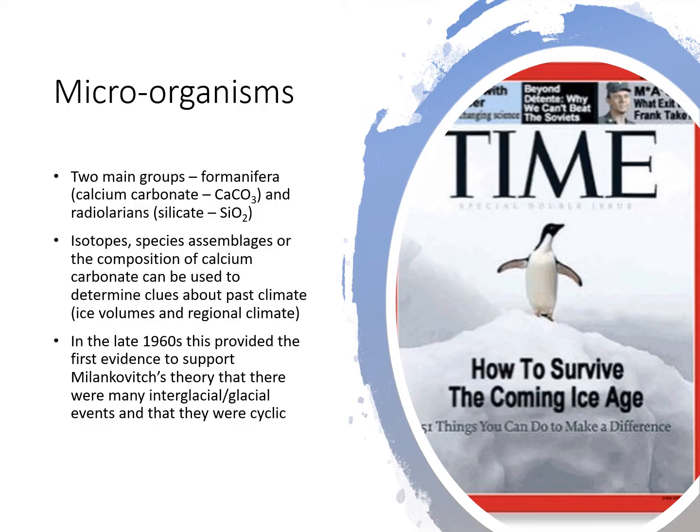Two key proxies in marine sediments are foraminifera and radiolarians. Both are microscopic organisms that live in the ocean. We actually talked about both of these earlier when we learned about geologic processes in the carbon cycle. The isotopic composition, changes in species assemblages, and the elemental composition of these organisms can be used to determine past climates.